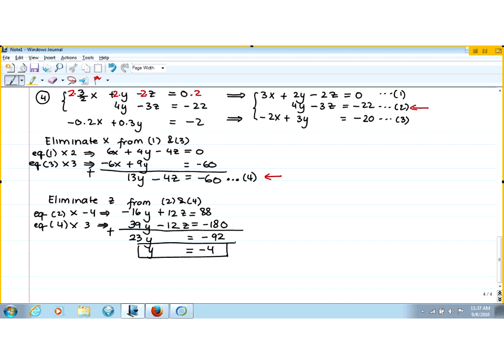All right. So what next? Substitute y equals -4 into equation 3, so you'll get x first, or equation 2, you get z first. It doesn't matter because this is missing. When the equation's missing a variable, it's fine. So equation 2, you have 4 times -4 minus 3z is -22.